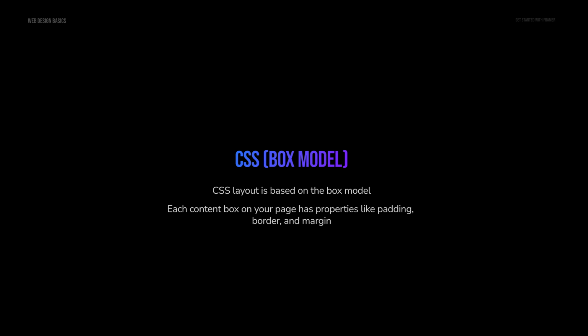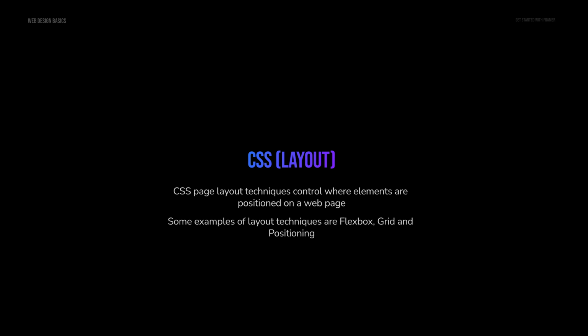CSS layout is based on the box model, so that means that each content box on your page has properties like padding, border, and margin. And CSS page layout techniques control where elements are positioned on the web page. Some examples of layout techniques are flexbox, grid, and positioning.